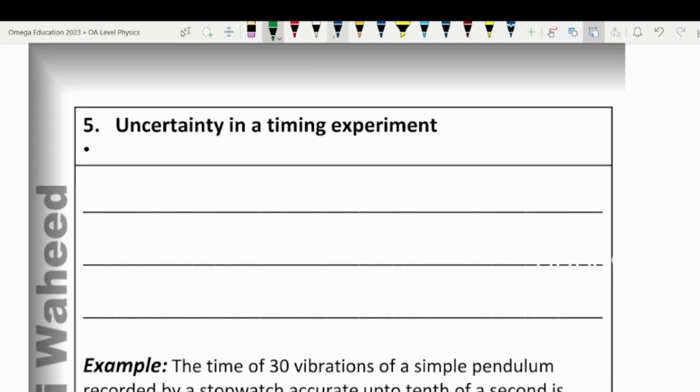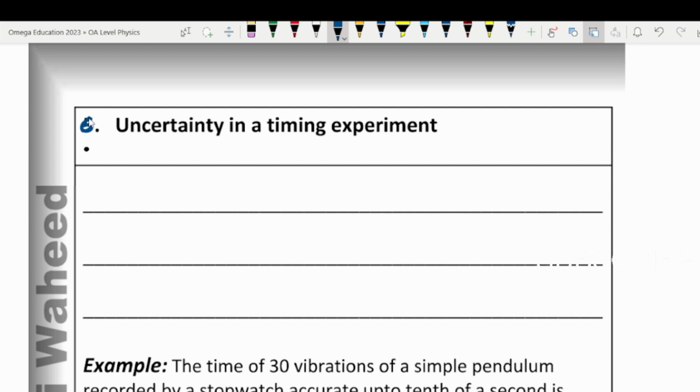Moving on to the next one, that is case number 6. We have a bit of misprinting here. Case number 6 is the last one. It is the uncertainty in the timing experiment. So you're doing an experiment that involves the measurement of time, generally with the help of a stopwatch, because we'll be measuring a small interval of time.